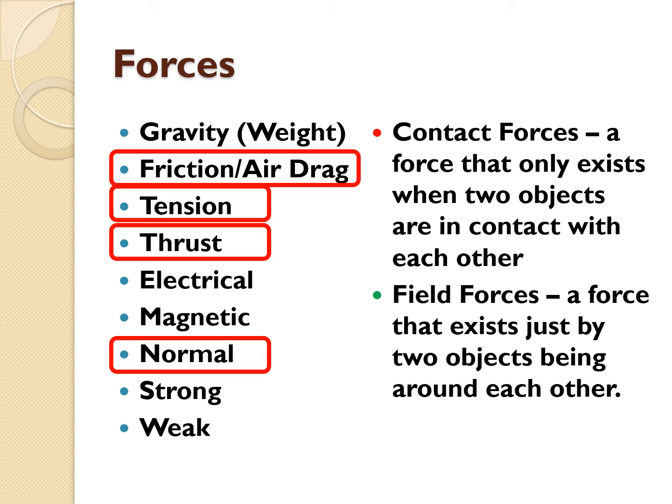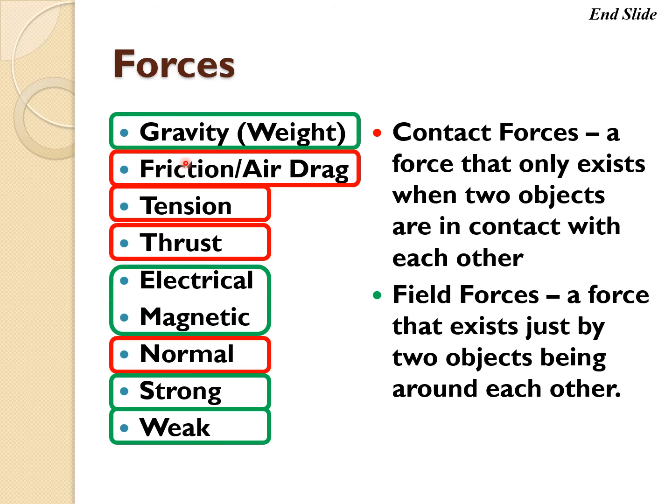Now the second category is called a field force. A field force exists between two objects just by being around each other. Gravity is a great example of this because if I jump up off of the Earth, it still pulls me down with a force of gravity. It's a field force because I don't have to be in contact with it. Electromagnetic forces, maybe you've dealt with this before.